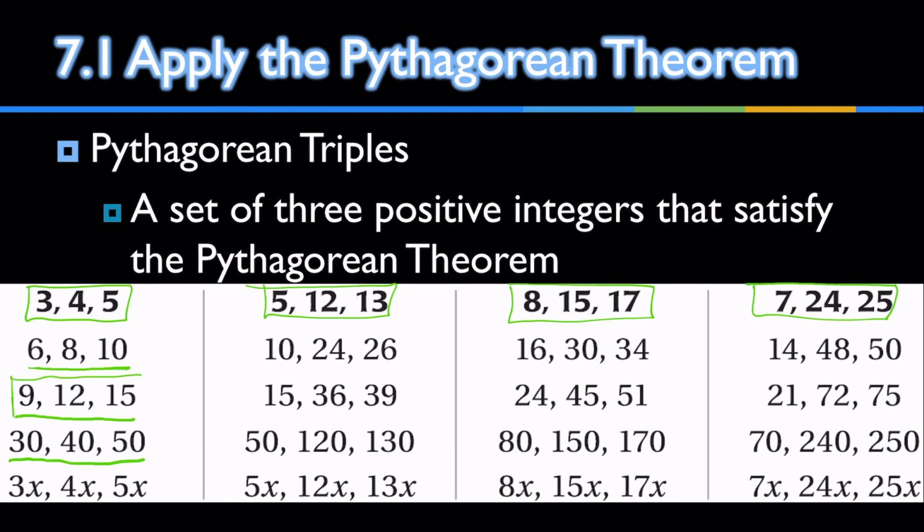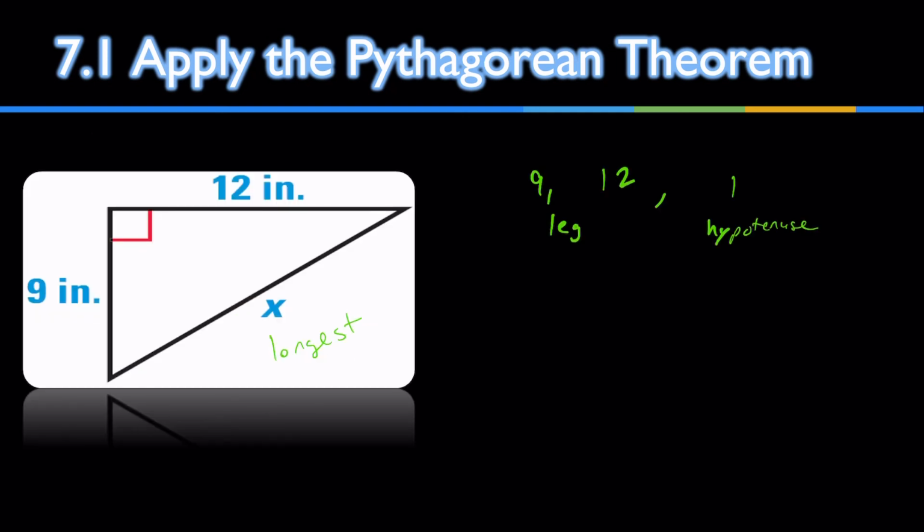How about this one right here? 9, 12, 15. 9 and 12, and then something longer, which would be 15. Since x is the hypotenuse, x is 15 inches. Could also just use the Pythagorean theorem, of course.